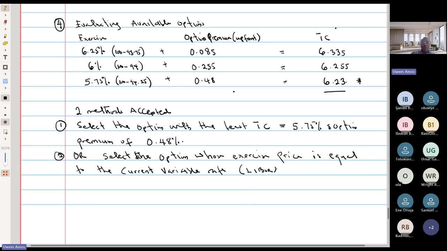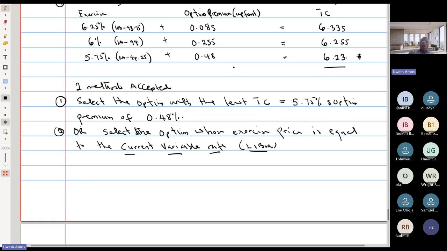So the current variable rate, in other words, the current LIBOR. The big first question then would be, what is the current LIBOR for Mr. Bighard? Let's go to the question and see if we know what the current LIBOR is. Then we check if we have an exercise price that is equal to that current LIBOR, and if we have one, we can pick that as the option to select.